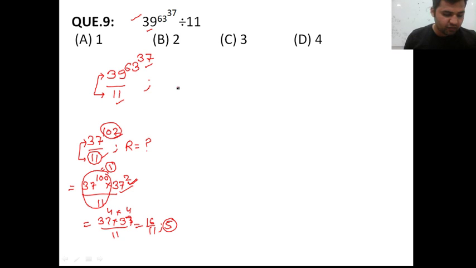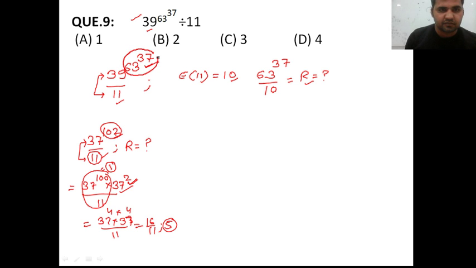Here in this case, we know that Euler number of 11 is 10. So from the power we will remove the multiple of 10. That means you want to find out the remainder when this number is divided by 10, right? So your purpose is now to find out the remainder when 63 power 37 is divided by 10, right? Now whatever is the remainder in this case, that remainder will replace this power.